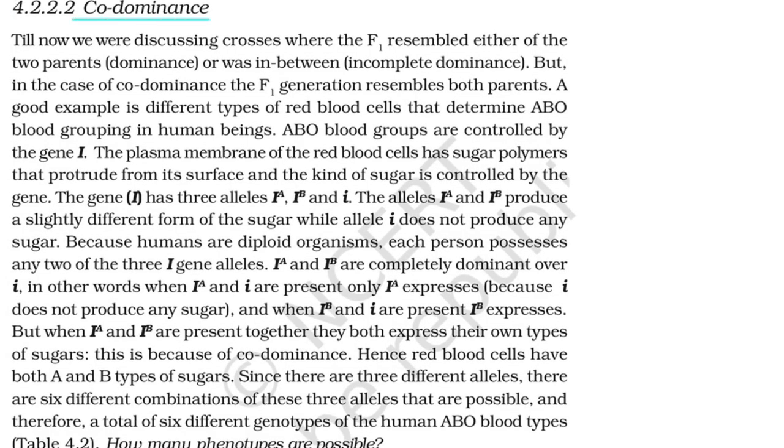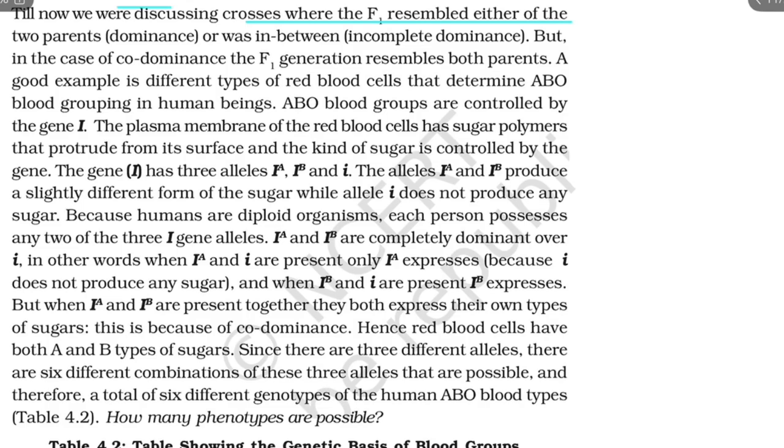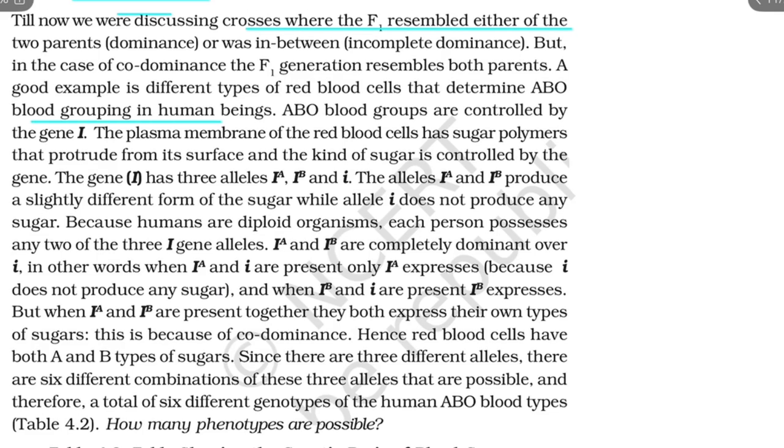Codominance. Till now, we were discussing crosses where F1 resembled either of the two parents or was in between. But in the case of codominance, the F1 generation resembles both parents. A good example is the different types of red blood cells that determine ABO blood grouping in human beings. ABO blood groups are controlled by the gene I. The plasma membrane of the red blood cell has sugar polymers that protrude from its surface, and the kind of sugar is controlled by the gene.